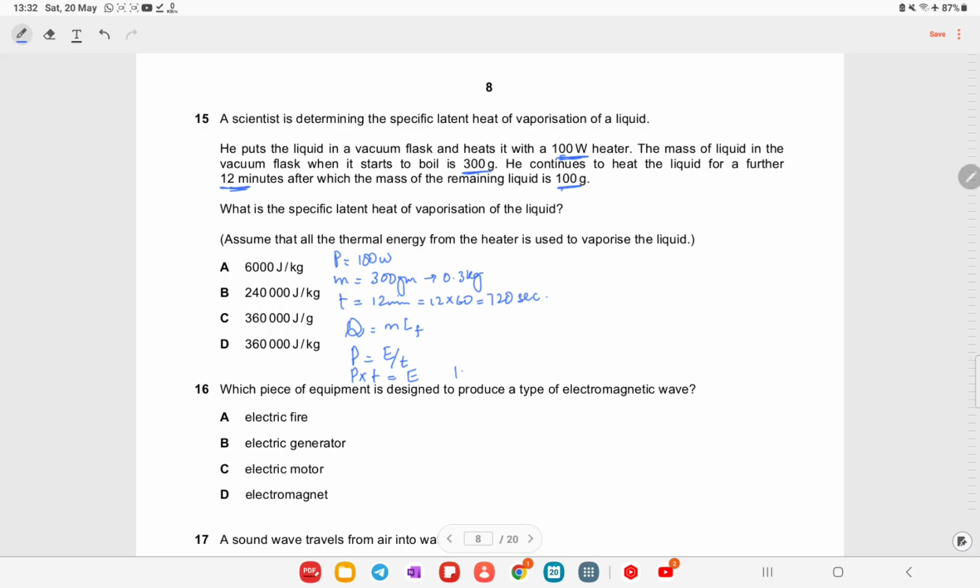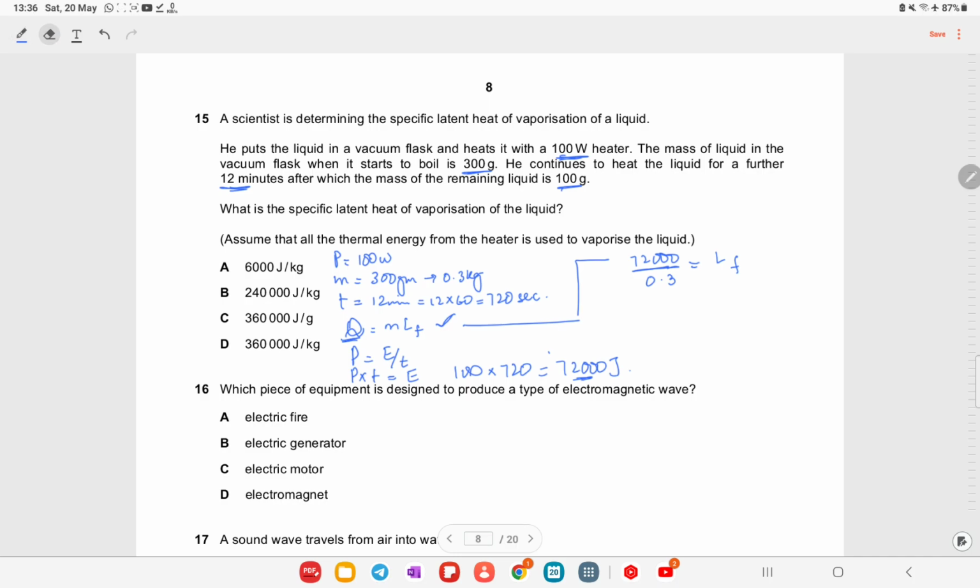So energy will be 100 multiplied by 720, so it's going to be 72,000 joules. This is going to be your energy, and then we are going to apply the formula of latent heat of vaporization. It's going to be 72,000, because Q is the amount of heat energy. Then we are going to use the mass, because we need the latent heat of vaporization, so L will be here and the mass is going to be 0.3.